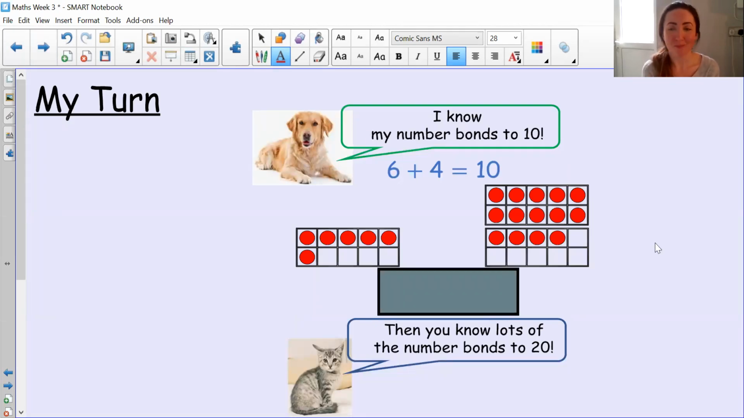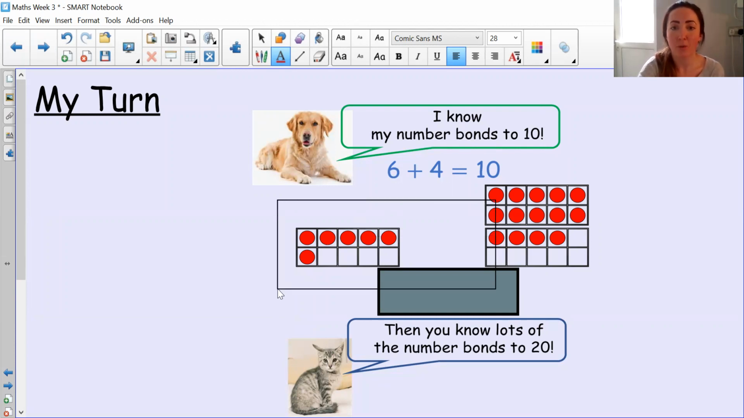Okay, so back to my turn again. We've got our friends here today. We've got Stevie, but not just Stevie. Hector's here too to help Stevie with her maths. So Stevie is saying, I know my number bonds to 10. And she says 6 add 4 equals 10.